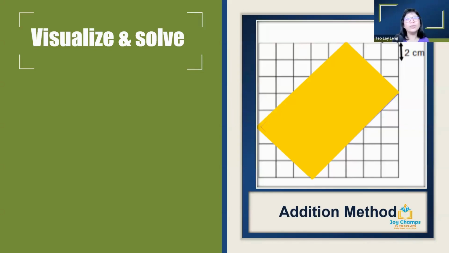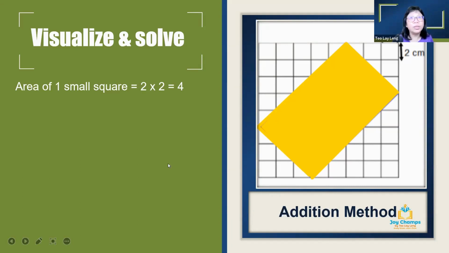Now, in order to solve this question using the folding method, you need to be able to visualize, and you need to be able to mentally perform the folding. All right, let's now recap what the addition method is all about. Before you can solve the area of the yellow rectangle in the middle, you have to first find out what is the area of one small square in the entire grid. The area of one small square is 2 times 2, which gives you 4.